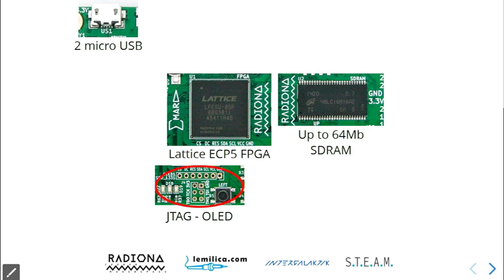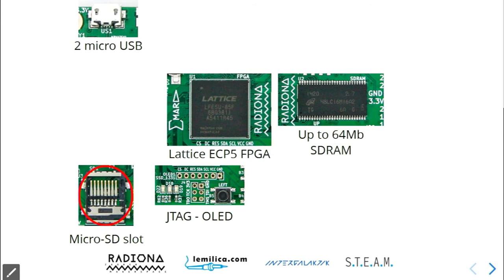Along with the JTAG connector, on top of it, there is also an OLED connector placeholder. For bigger data, we have an SD card. We can use it in SPI mode or 4-bit mode. The SD card has shared connections between the FPGA and the ESP32, so both devices can talk with the card, of course, not at the same time.